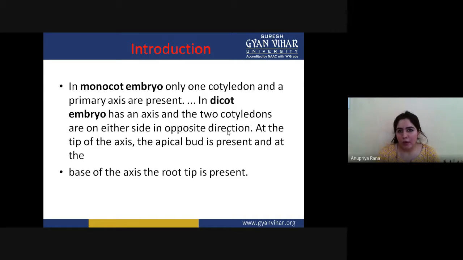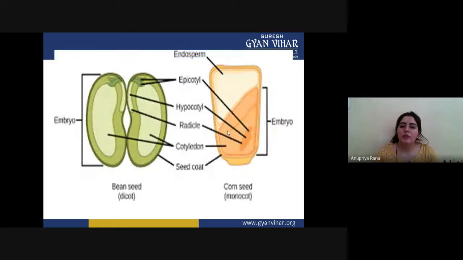And at the bottom of the axis, we have the radicle, which is going to convert into the root. This is very common, and I think you know the difference between plumule and radicle. Plumule is for shoot or stem formation, radicle is for root formation. You can also see the diagram here. This is a diagram of the dicotyledon.